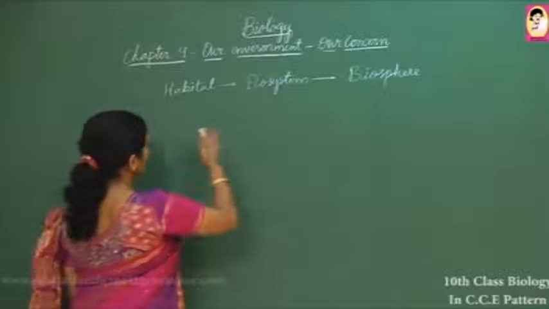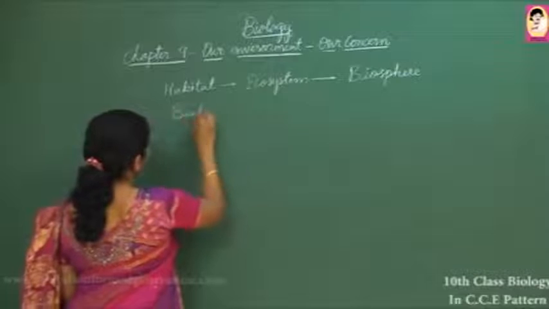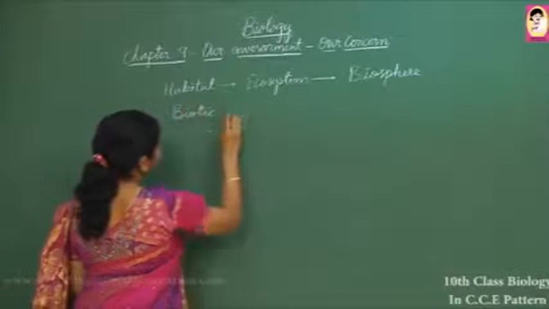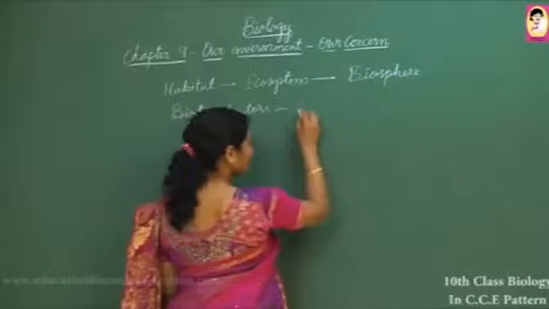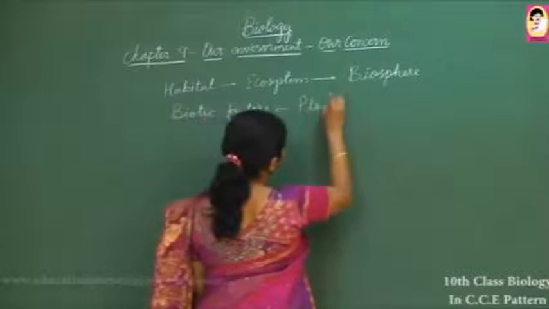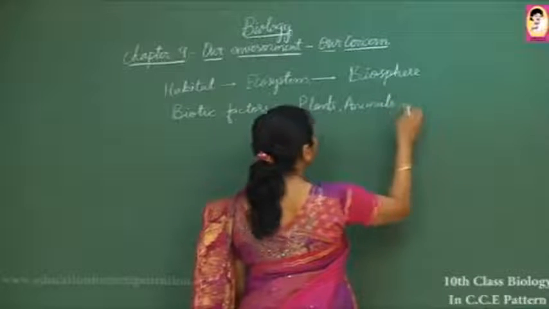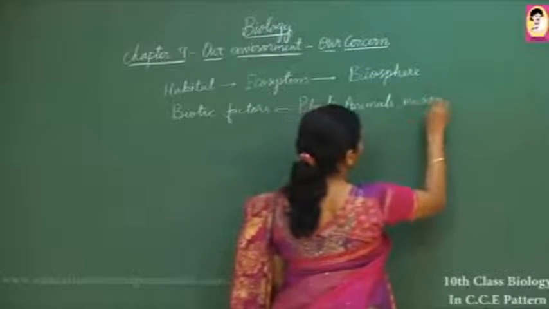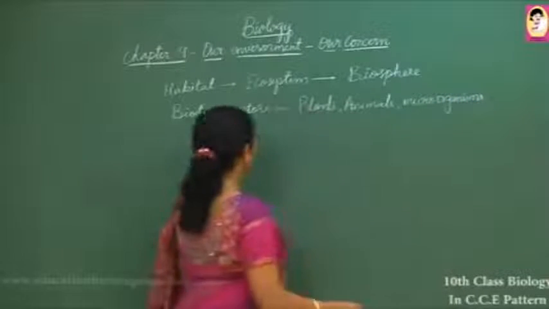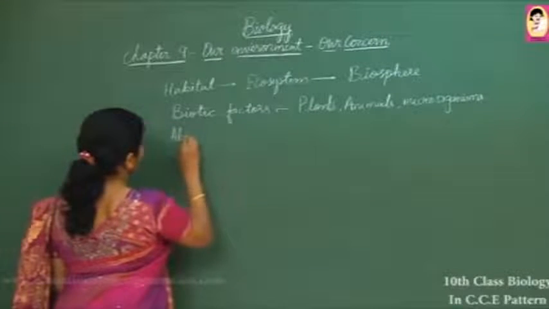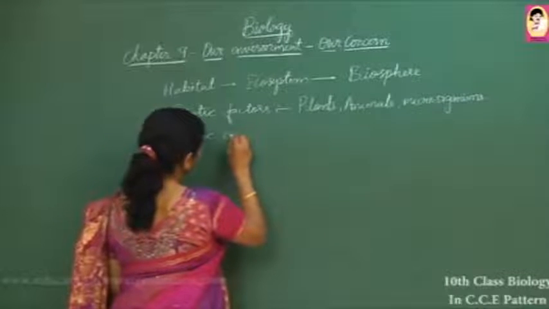The living organisms which make up this whole environment, we call them biotic factors. In biotic factors, all living organisms come under this, like plants, animals, including microorganisms. Then the abiotic components, or factors, or you can say components.